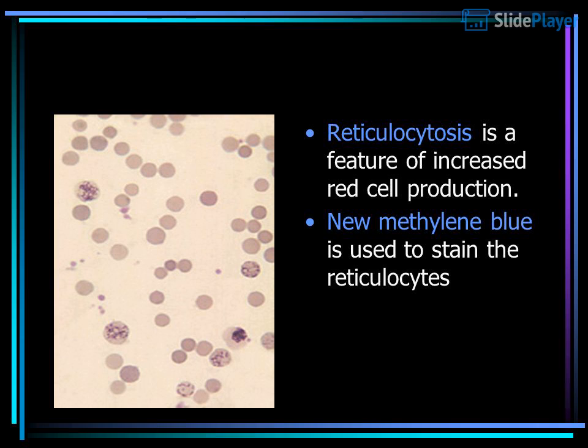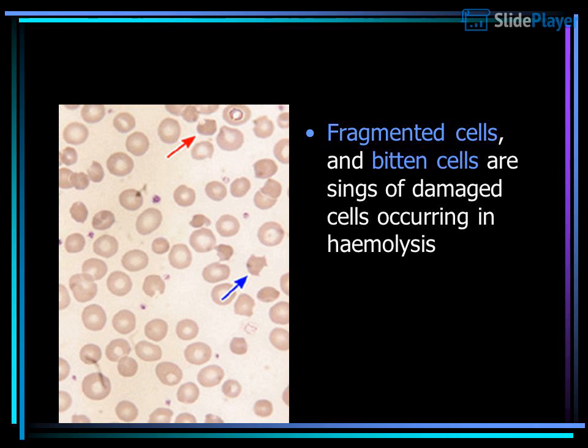Reticulocytosis is a feature of increased red cell production. New methylene blue is used to stain the reticulocytes. Fragmented cells and bitten cells are signs of damaged cells occurring in hemolysis.